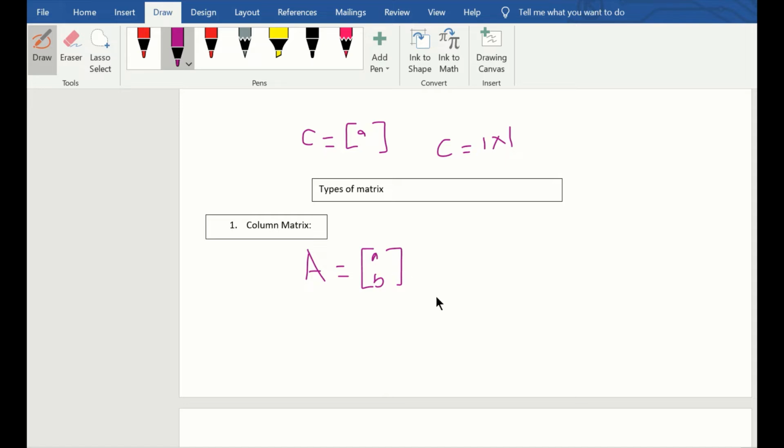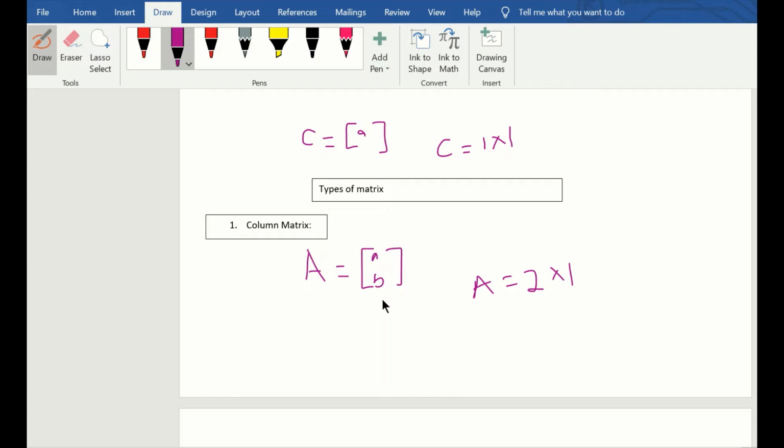All right, so when a matrix has just a single column alone, it is called a column matrix. Or we can say that when a matrix has just one column, it is called a single matrix. In this case, I can say that matrix A is equal to what? 2 by 1, because we have two rows, which is 1 and 2, but we have one column.